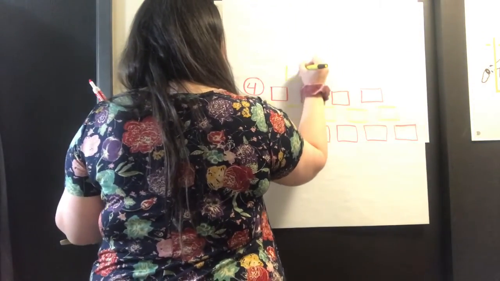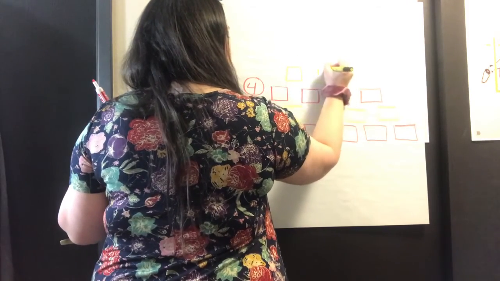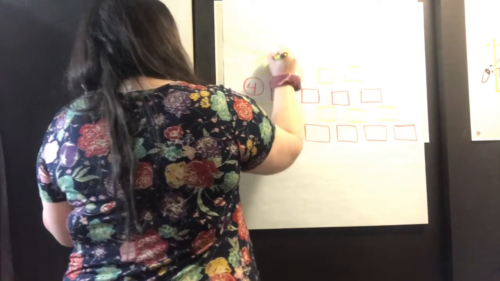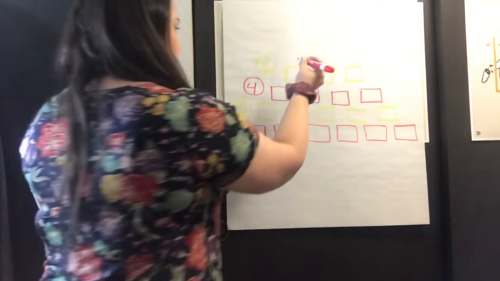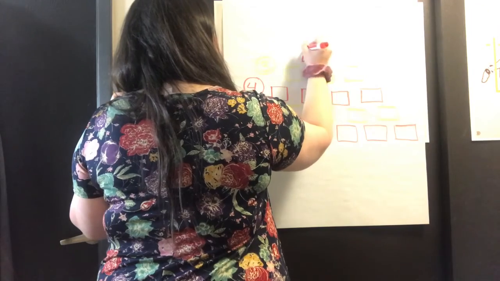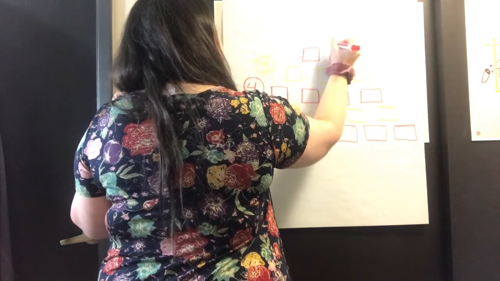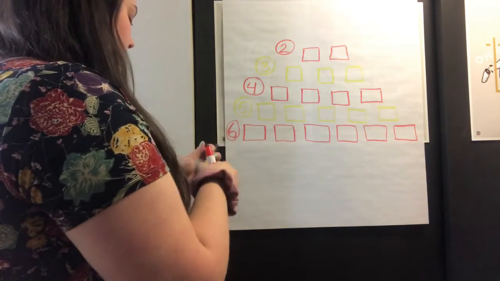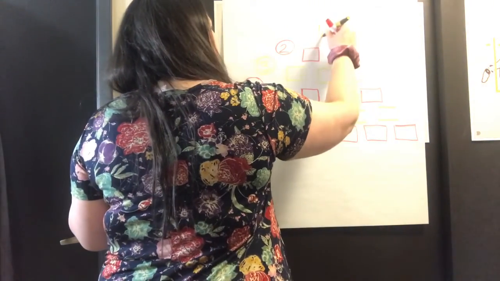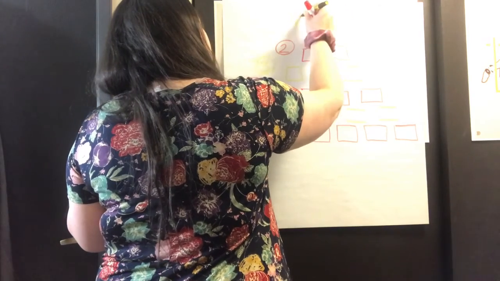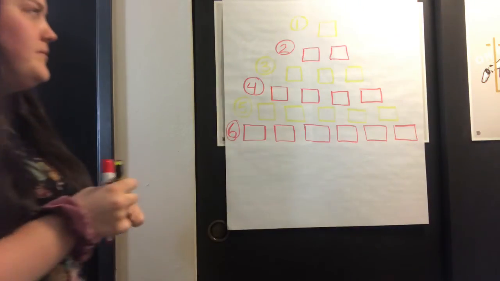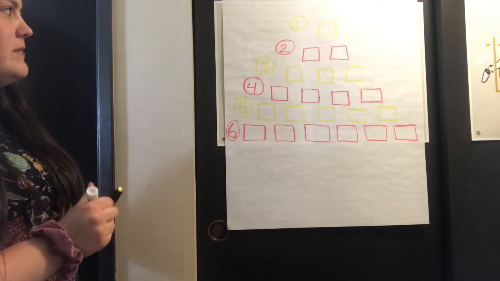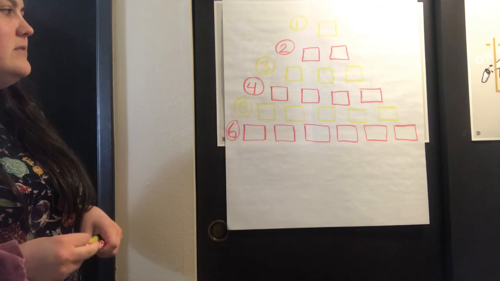3. And then 2. And then 1. Okay, that's the whole pattern. How many red squares are there and how many yellow?